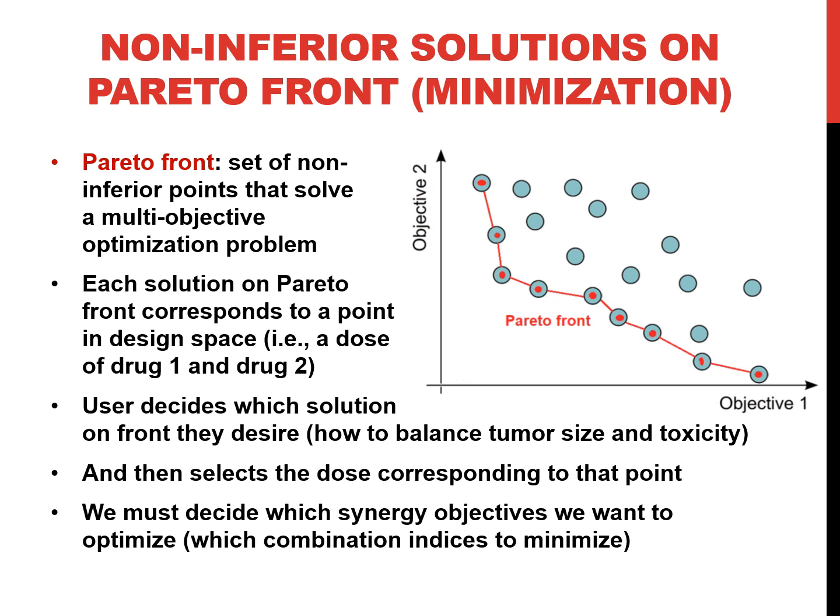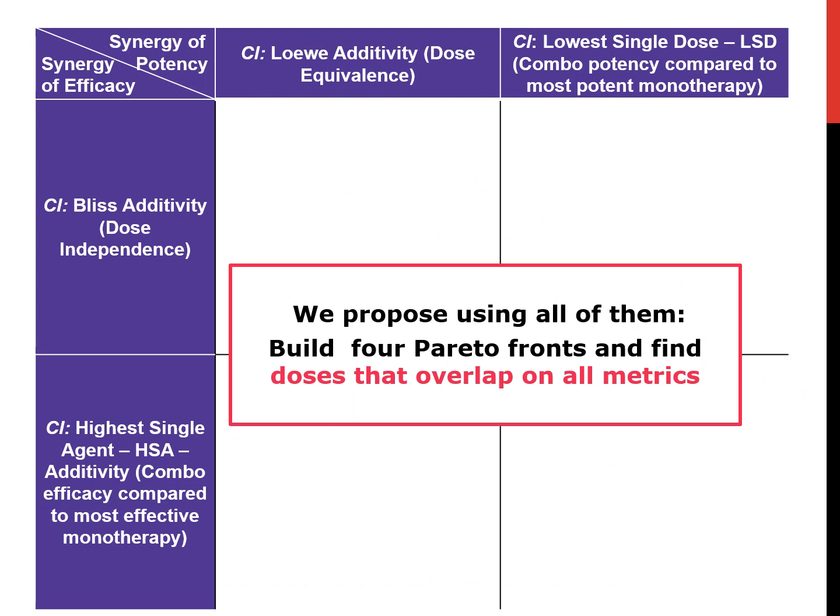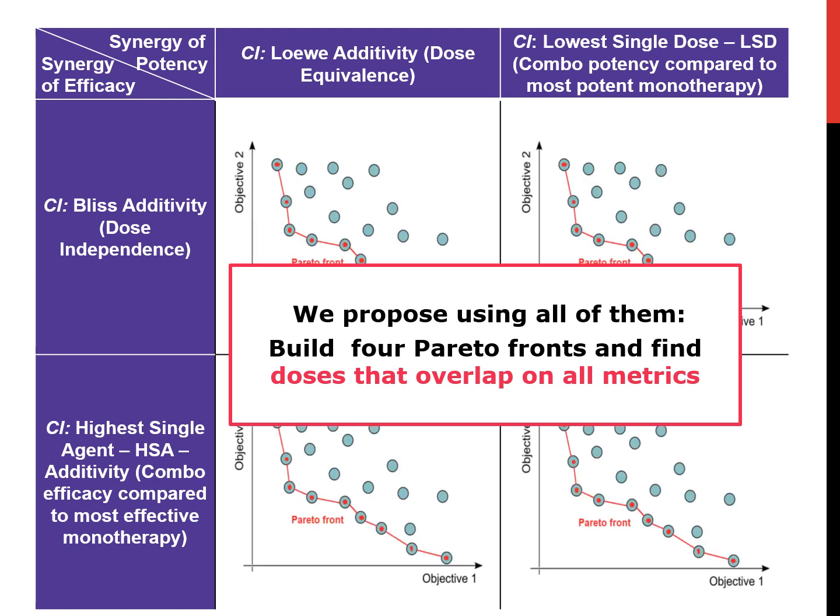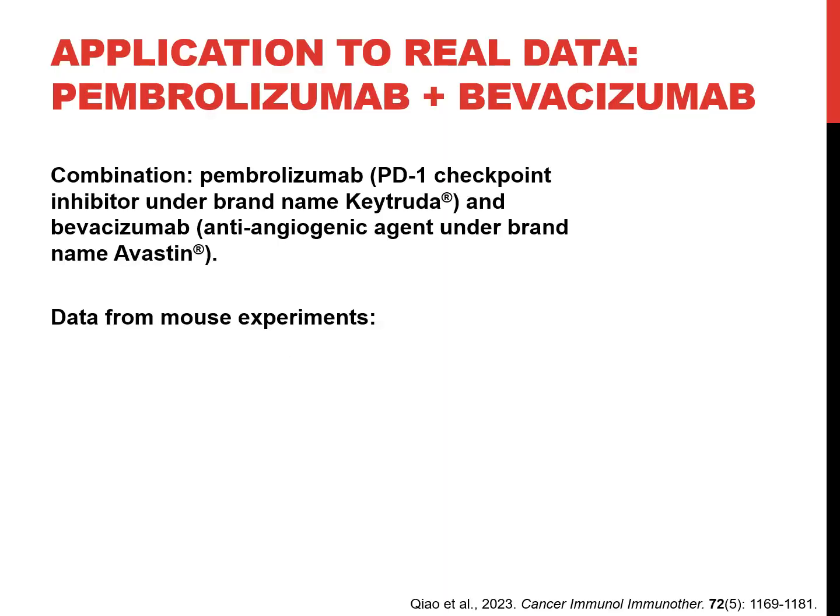Okay, so now we must decide which synergy objectives we want to optimize, that is, which combination indices to minimize. But didn't I just show you that the metrics can be so inconsistent? Which ones do we choose? Well, we propose using all of them. We will build 4 Pareto fronts and find doses that overlap on all the metrics. So it would look something like this, and then we'll read off the corresponding doses from all of those, and then find the ones that overlap. Okay, so this is our theoretical basis.